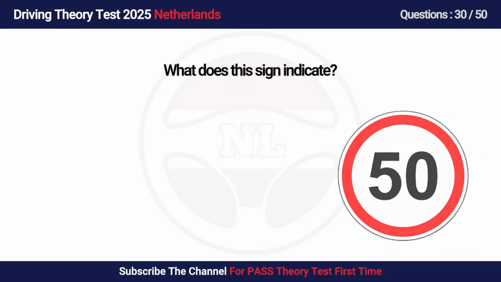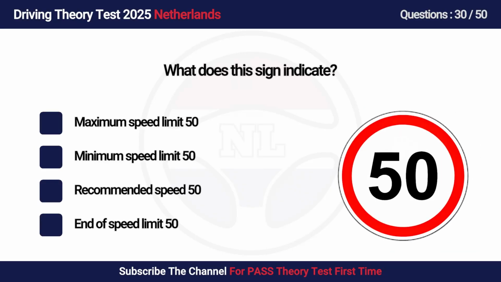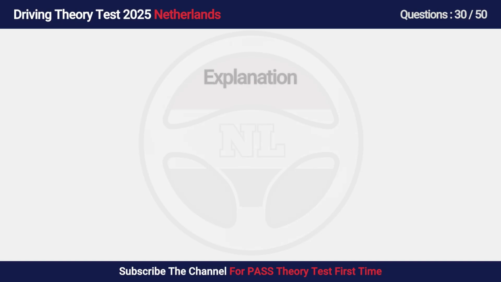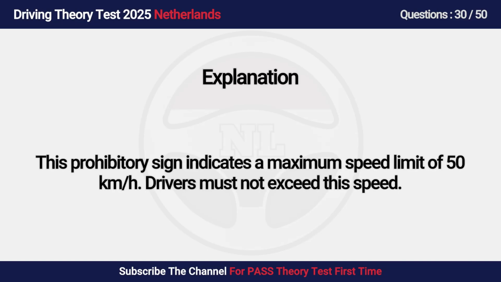Question 30. What does this sign indicate? A. Maximum speed limit 50. B. Minimum speed limit 50. C. Recommended speed 50. D. End of speed limit 50. Answer is A. Maximum speed limit 50. This prohibitory sign indicates a maximum speed limit of 50. Drivers must not exceed this speed.